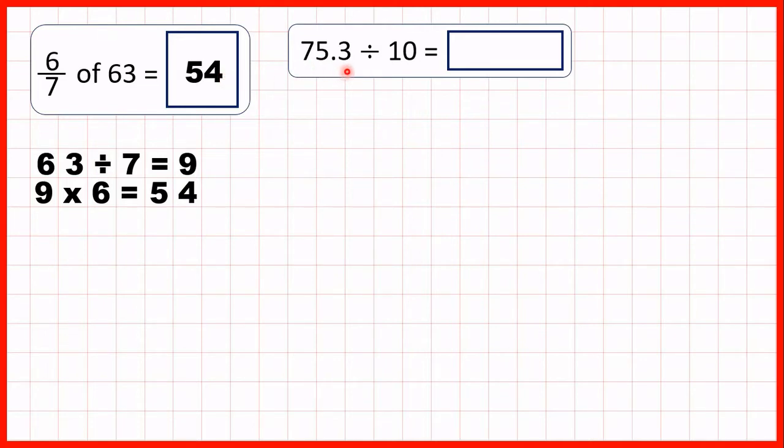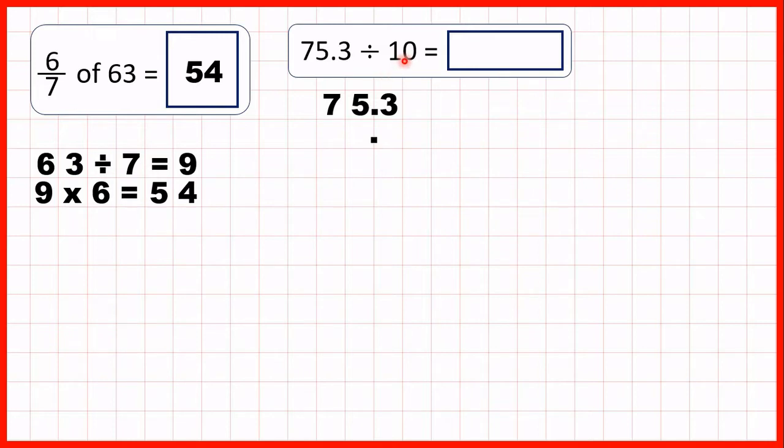75.3 divided by 10. So when we're multiplying or dividing a decimal by 10, 100 or 1,000, we always start in the same way. We write out our number and then we copy down the decimal point into the square below.